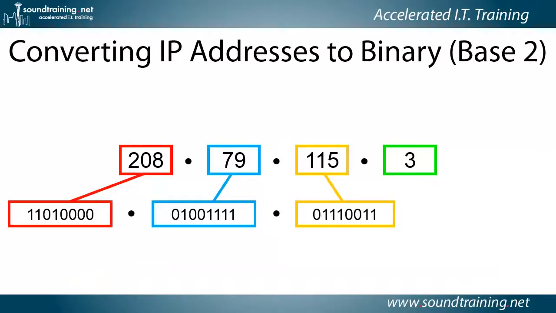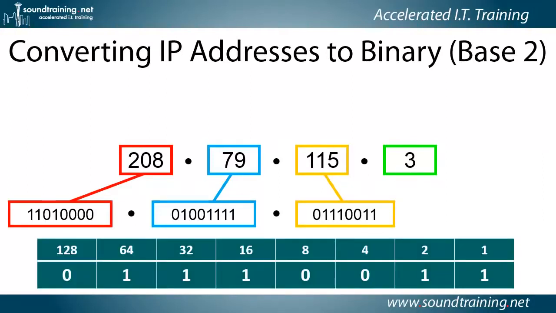Now let's take a look at 115. And in this case, the 64-bit is turned on, the 32-bit is turned on, the 16-bit is turned on, the 2-bit is turned on, and the 1-bit is turned on. 1 plus 2 equals 3, plus 16 equals 19, plus 32 equals 51, plus 64 equals 115. And yes, by the way, we usually do add them up from the right to the left.